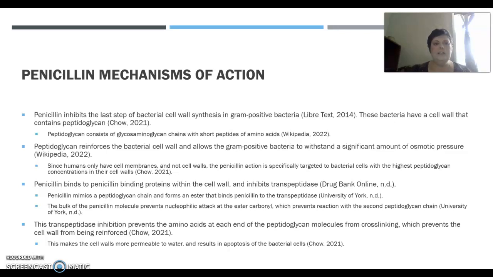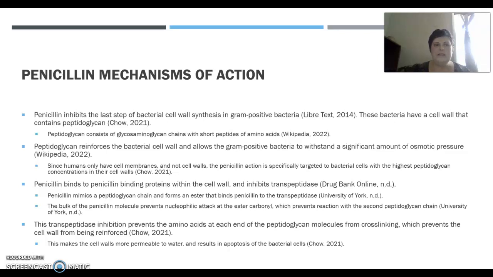Specifically, penicillin inhibits the last step of bacterial wall synthesis in gram-positive bacteria. As we mentioned, these bacteria have a cell wall that contains peptidoglycan. Peptidoglycan reinforces the bacterial cell wall and allows the bacteria to withstand a significant amount of osmotic pressure in the body. Since humans only have cell membranes and not cell walls, penicillin is specifically targeted to bacteria that have the highest concentration of peptidoglycan in their cell walls.